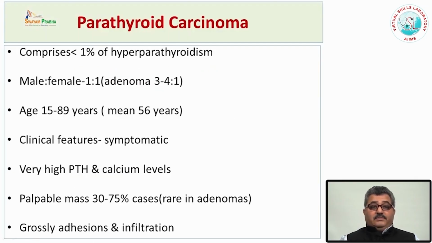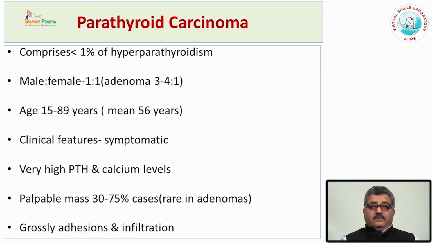Parathyroid carcinomas comprise about 1% of all primary hyperparathyroidism cases. Males and females are equally affected, as compared to adenomas, where females are 3 to 4 times more common than males. Age ranges from 15 to 89 years, but mean age is 56 years. Most of the time, carcinomas are very symptomatic. They have very, very high PTH and calcium levels, and sometimes clinically they are suspected because the PTH and calcium levels are very high.